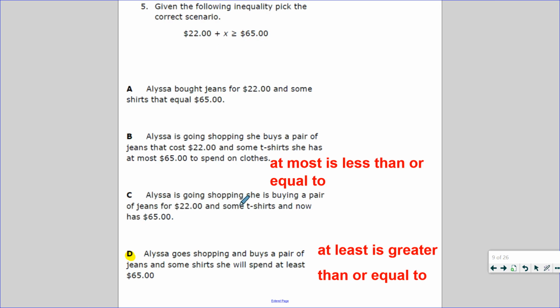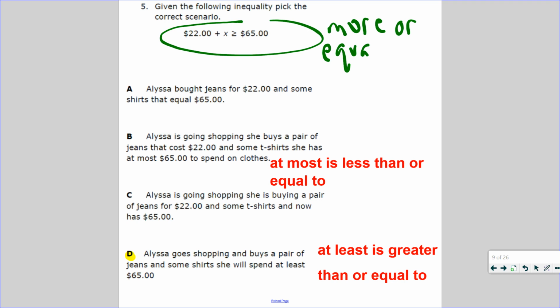Number 5. So now I have this inequality. Which of these stories will match it? But before I look at the stories, let's look at it. I have $22. I'm adding x to it. This symbol means more than or equal to $65. So in this one, Alyssa bought jeans for $22, and some shirts cost $6. Let's say equal, but it has to say more than or equal to.